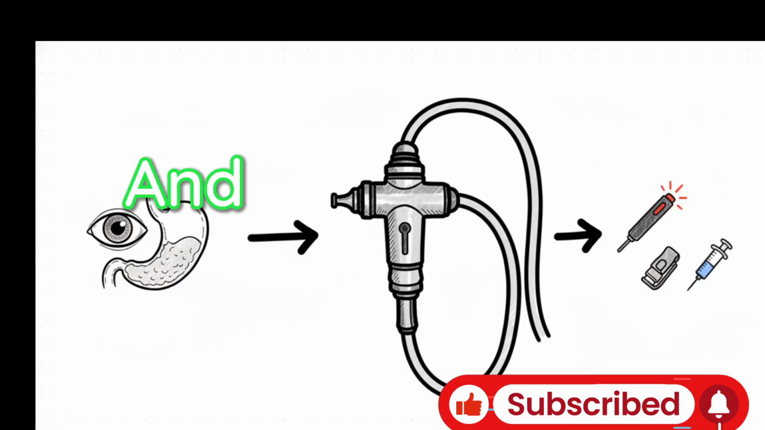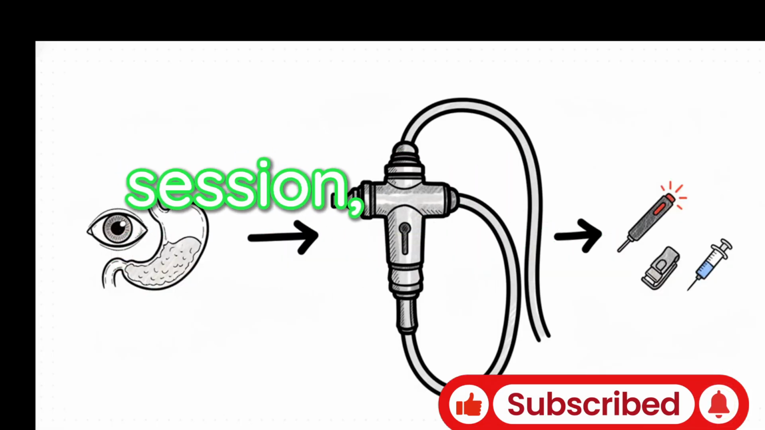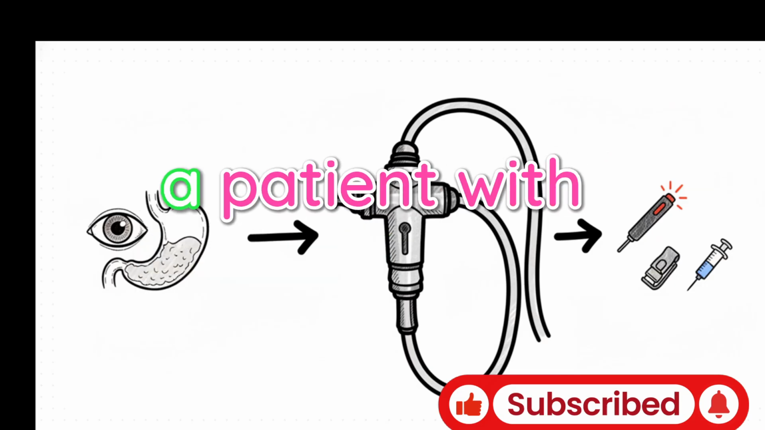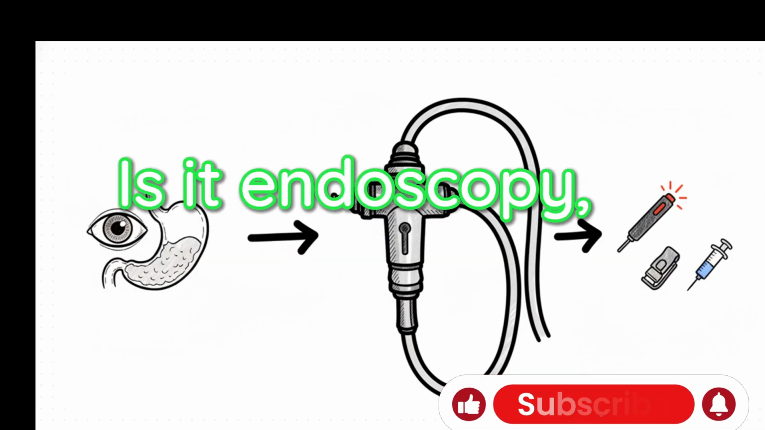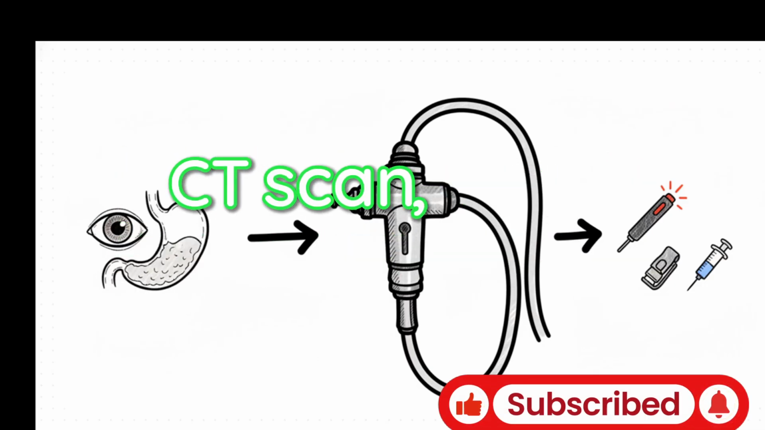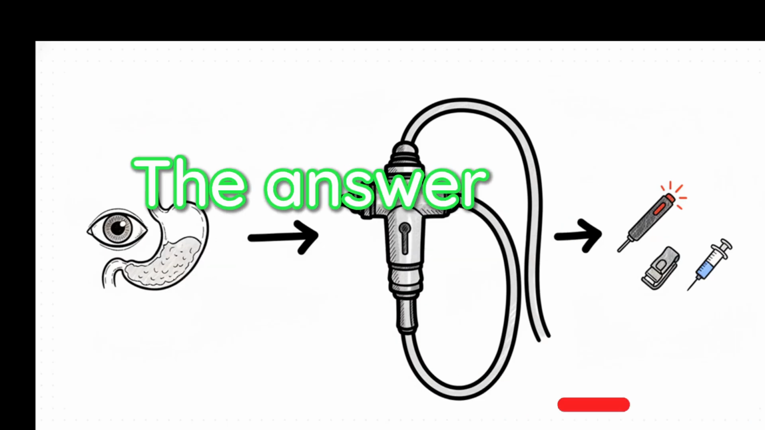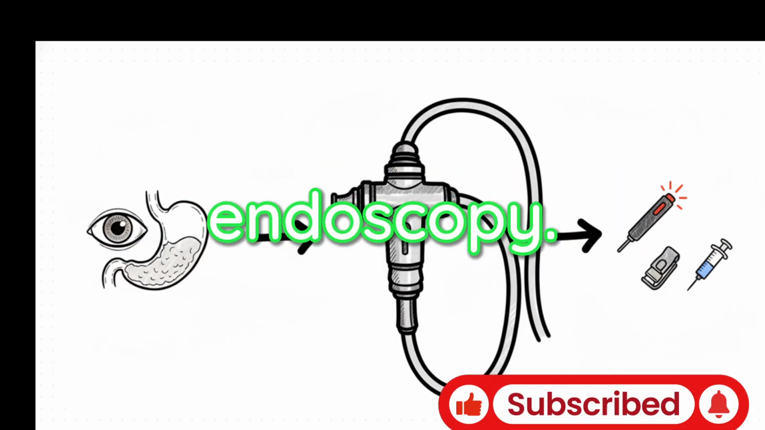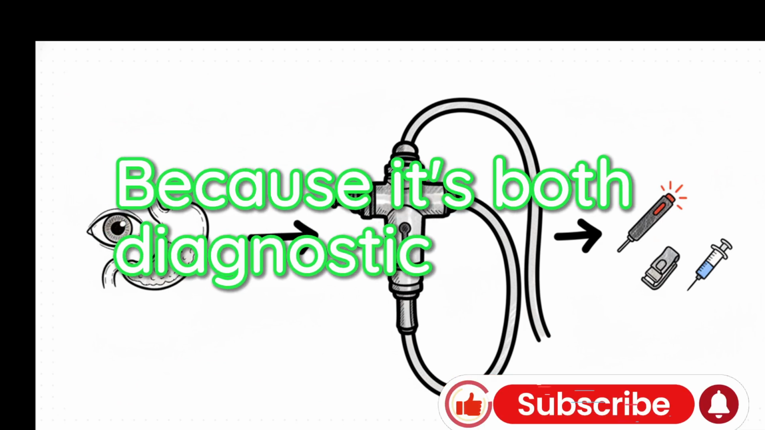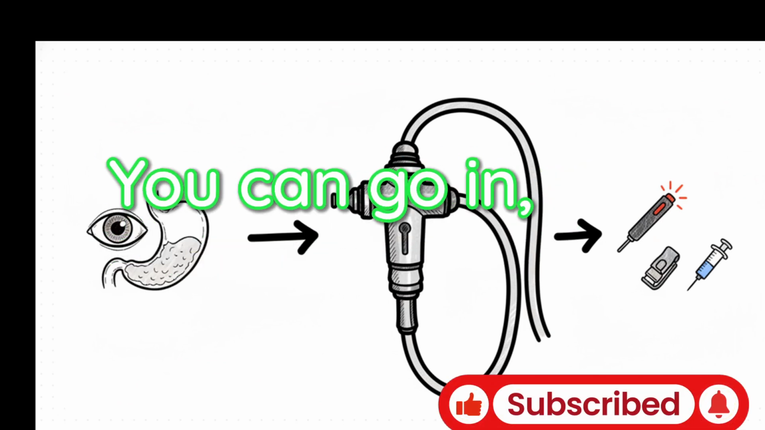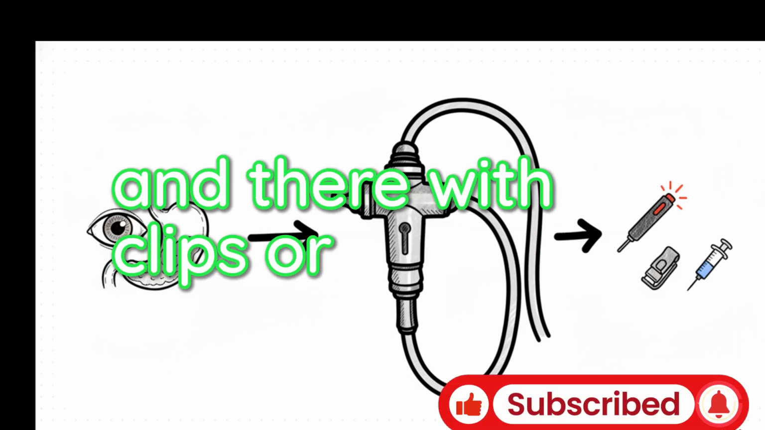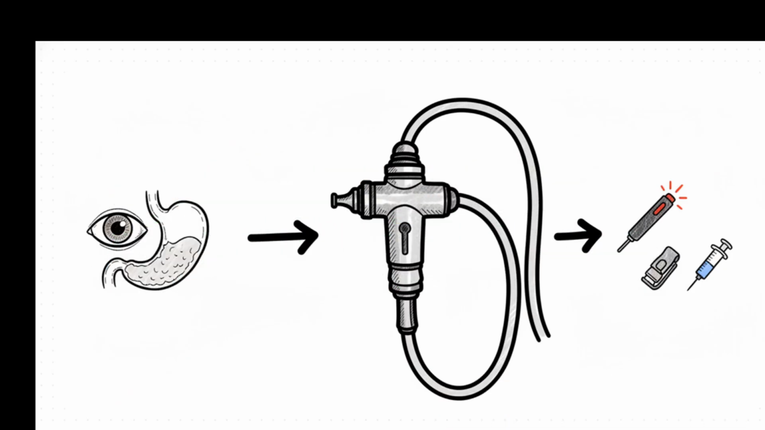to eat. And our final question for this session, number 40. Which one of the following is the investigation of choice in a patient with hematemesis? Is it endoscopy, a barium meal, a CT scan, or angiography? The answer is, without a doubt, A, flexible upper gastrointestinal endoscopy. Why? Because it's both diagnostic and therapeutic. You can go in, see exactly where the bleeding is coming from, and often treat it right then and there with clips or injections. It is absolutely the gold standard.